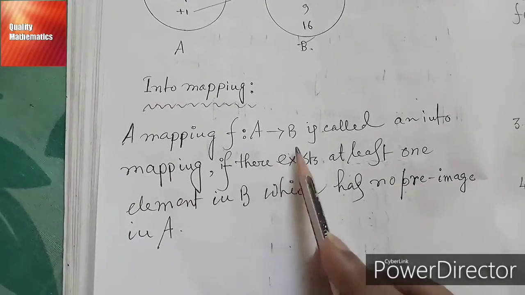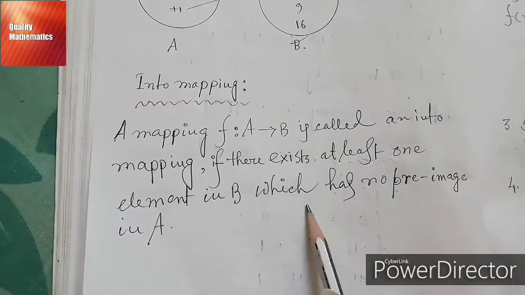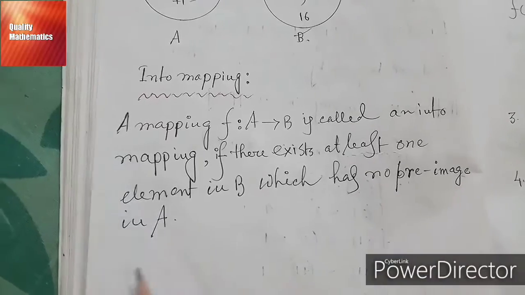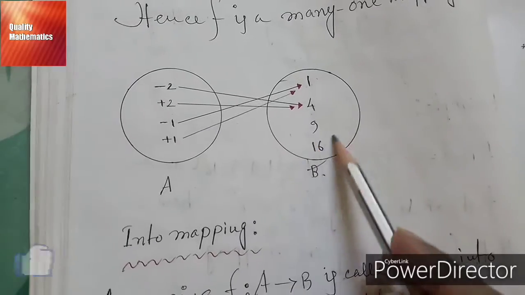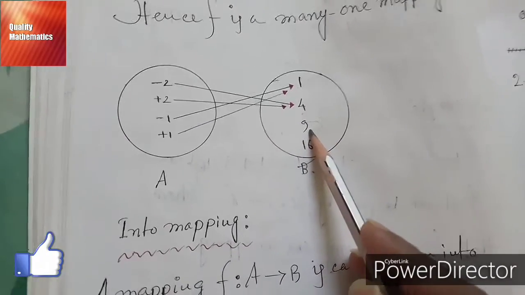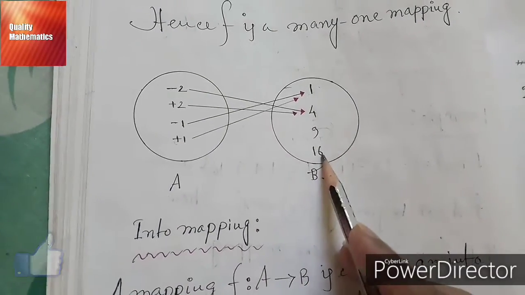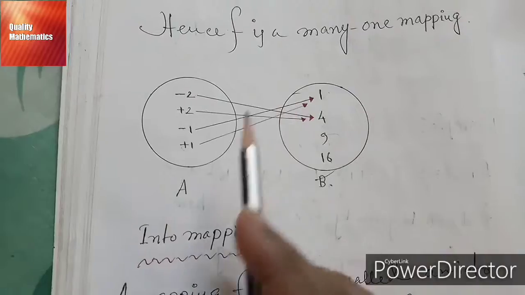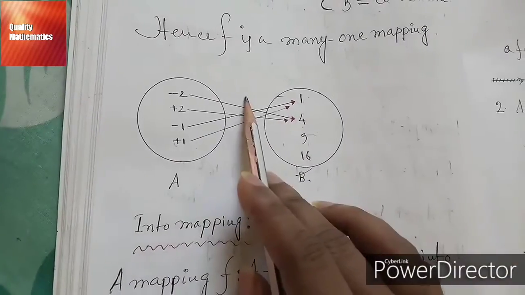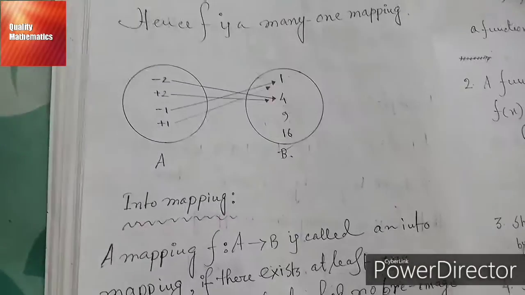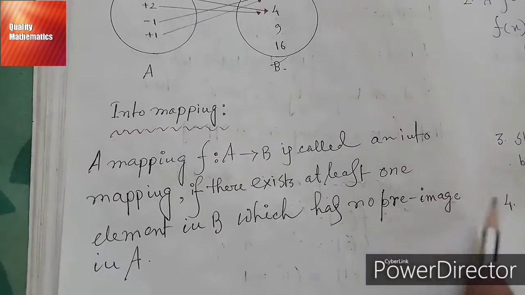A mapping f from A to B is called an into mapping if there exists at least one element in B which has no pre-image in A. This is this example. The element 9 has no pre-image in the domain. And this element also, 16, has no pre-image in the domain. Sure. That means this mapping is called an into mapping. That means at least one element in B which has no pre-image in A.